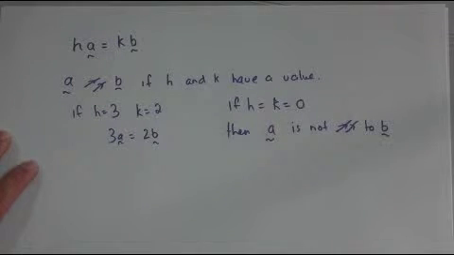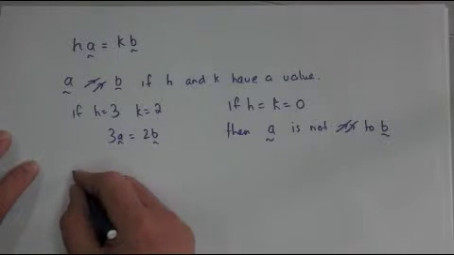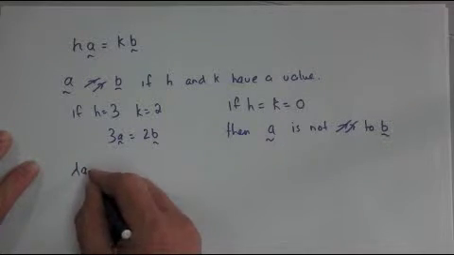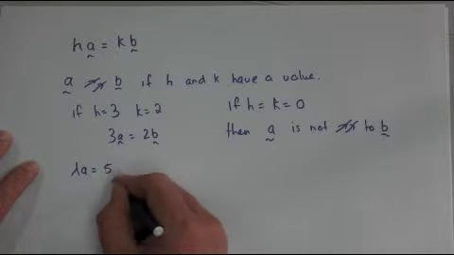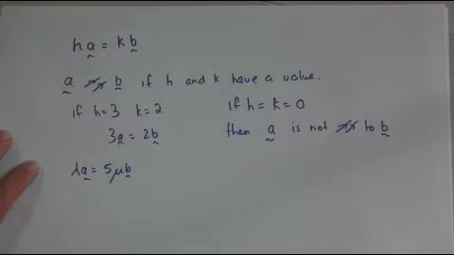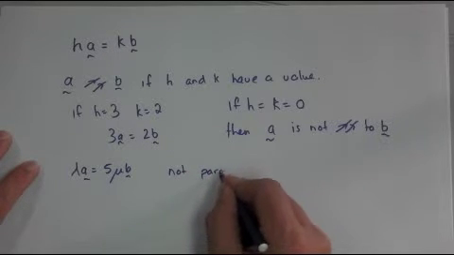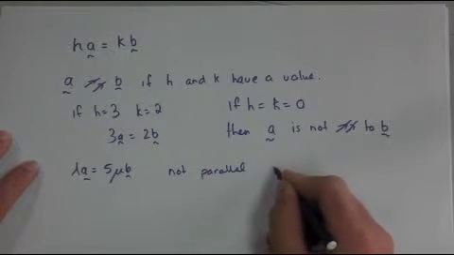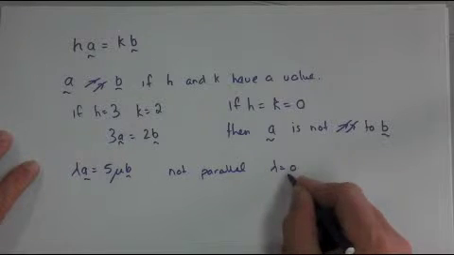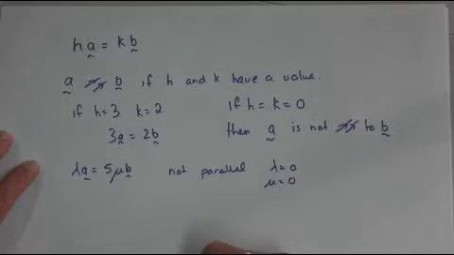And to look at that in more detail for another example, if I had the example then that lambda a was equal to 5 mu b, so I have this situation here, for what values would lambda and mu be, both scalar multiples, so that these two vectors are not parallel? Well, for the vectors not to be parallel, I'd need that lambda was equal to 0 and mu was equal to 0.